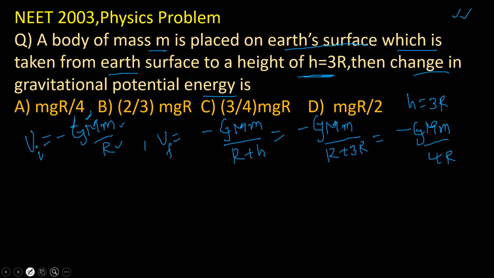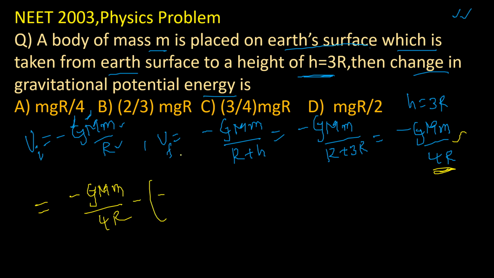This is the initial. Now I am considering the change in potential, which is equal to final minus initial. The final is minus G capital M small m by 4R, and the initial is minus G capital M small m by R. So if you solve this, you will get 3 by 4 G capital M small m by R.